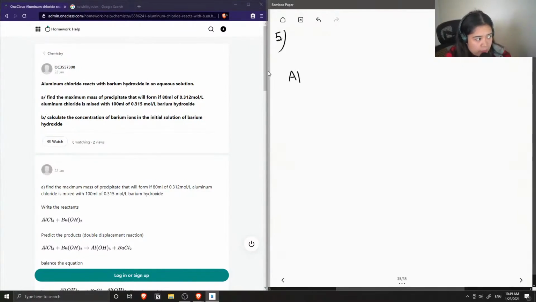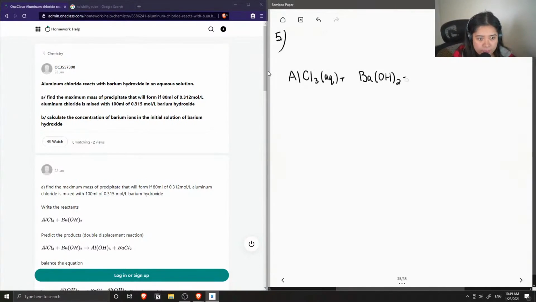So when we have aluminum chloride, aluminum has a 3+ charge and chlorine has a -1 charge. So therefore we need 3 chlorines to neutralize that aluminum. And this reacts with barium hydroxide. So barium has a 2+ charge, and hydroxide only has a -1 charge. So we need 2 hydroxides to neutralize the barium.